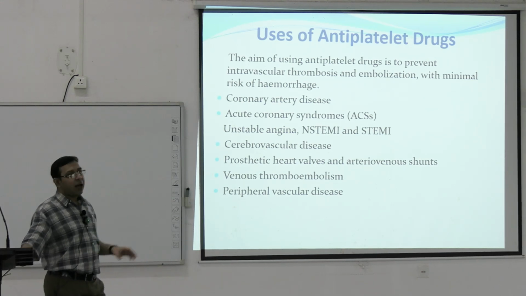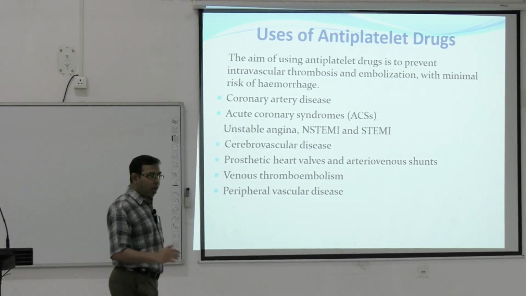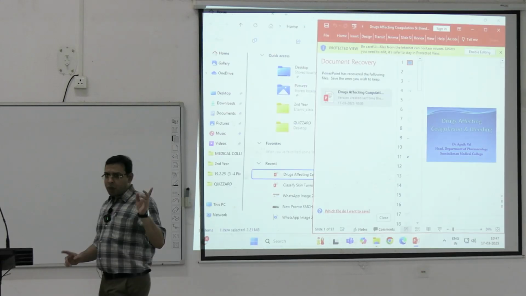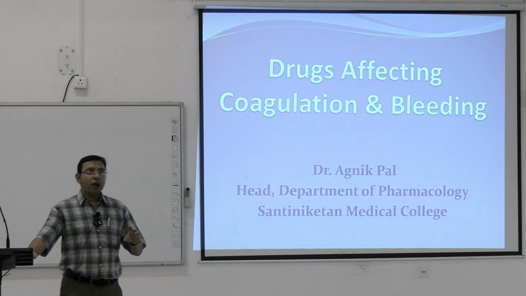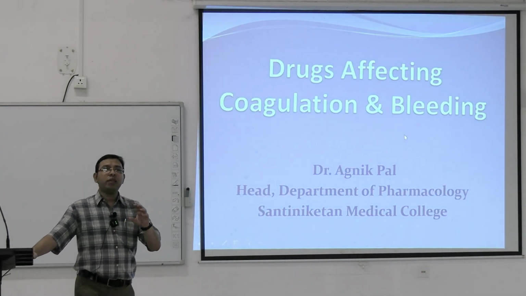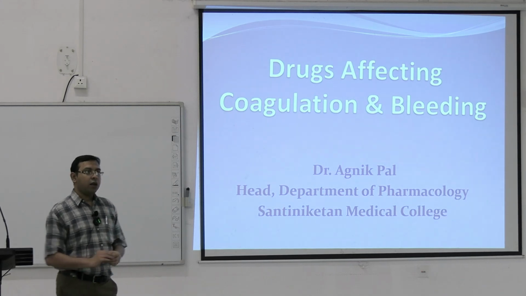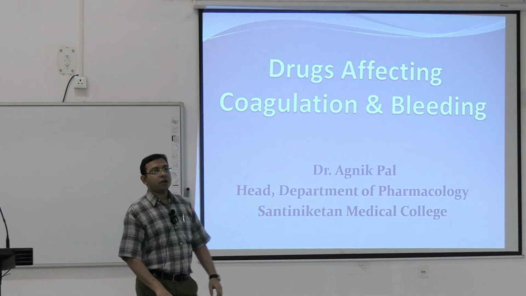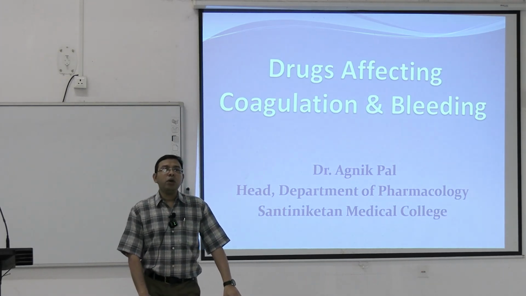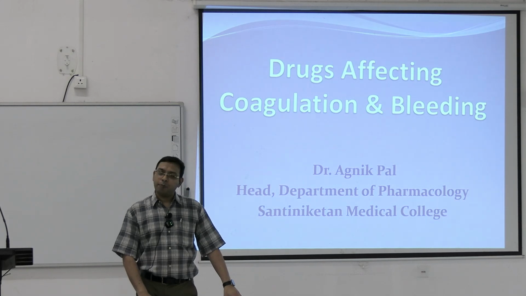So these are the areas where we should use the antiplatelet drug. Another slide I am showing. So how do we have to use the antiplatelet drug? This is important. When a patient comes with some ischemic heart disease, in these cases we have to use the antiplatelet drug.